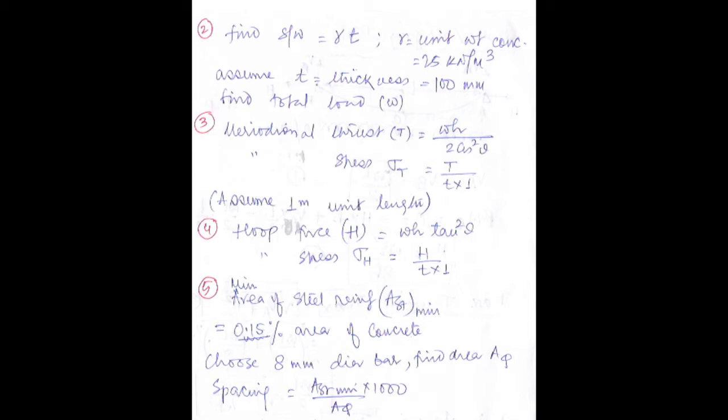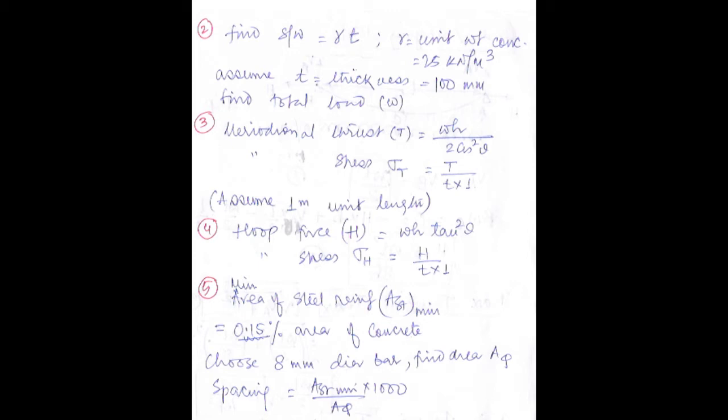Step number 4, hoop stress, capital H, it is denoted as WH tan square theta, and hoop stress sigma H is equal to capital H divided by T into 1. The same we have done for the meridional stress, we are doing it for the hoop stress also.